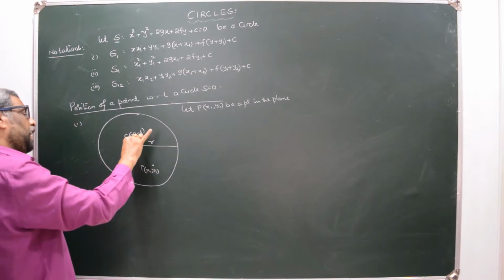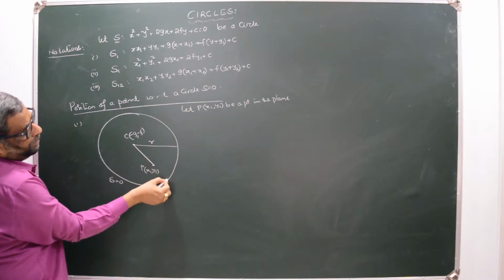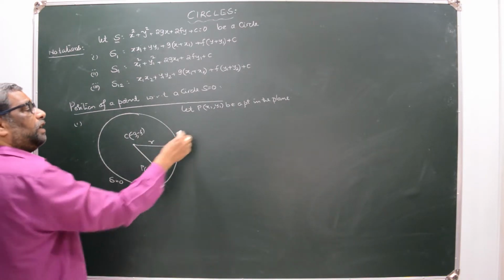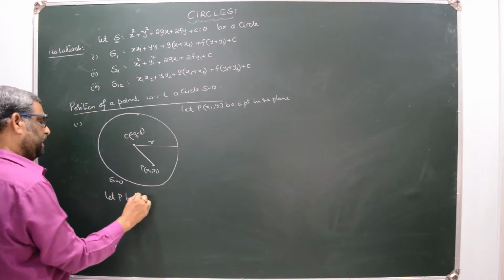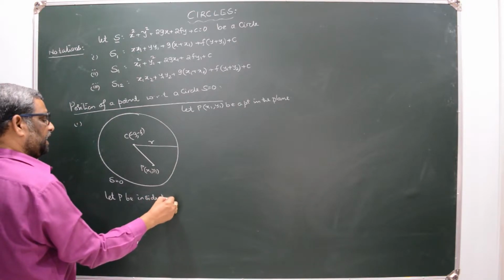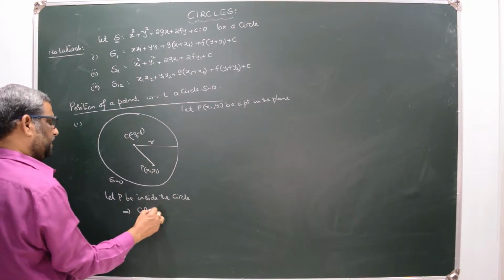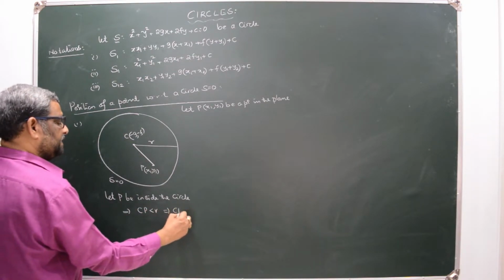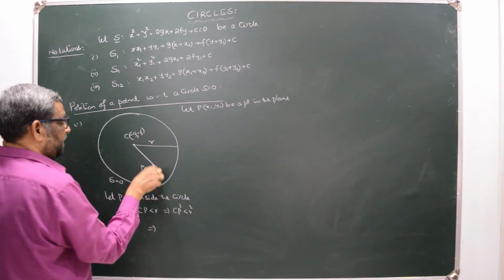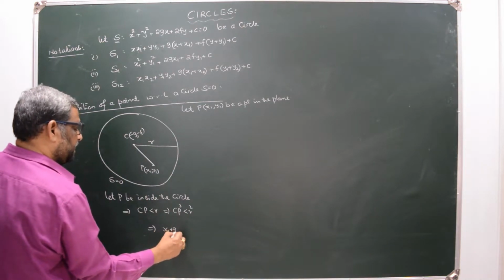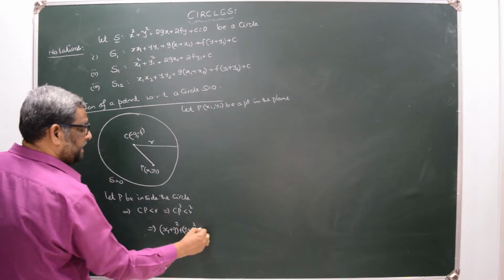What happens? Now I will join CP. If I produce the line up to here, it will be equal to r. Therefore, case 1: let P be inside the circle. If P is inside the circle, what is going to happen? CP is less than r. That implies CP square is less than r square. I mean CP square, (x1 plus g) whole square plus (y1 plus f) whole square, is less than r square.